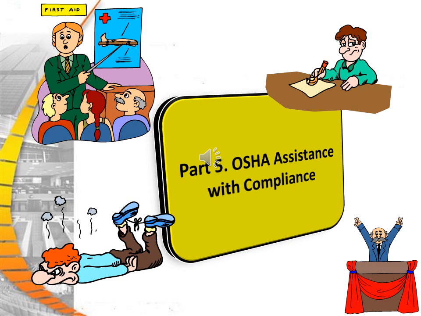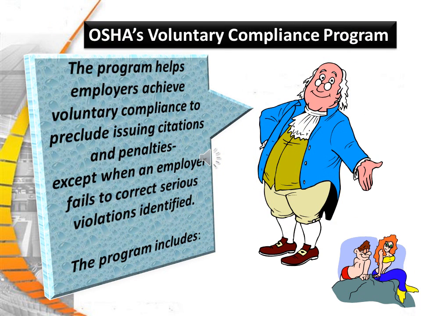Part 5. OSHA's Assistance with Compliance. OSHA's Voluntary Compliance Program consists of the program helping employers achieve voluntary compliance to preclude issuing citations and penalties, except when an employer fails to correct a serious violation identified. The program will include the following.